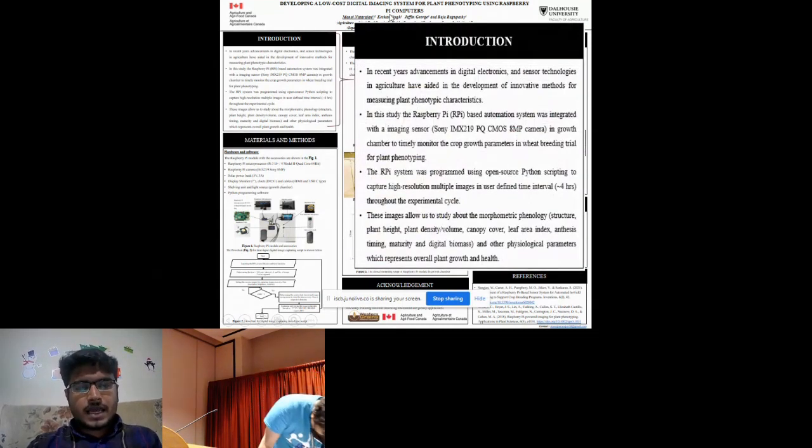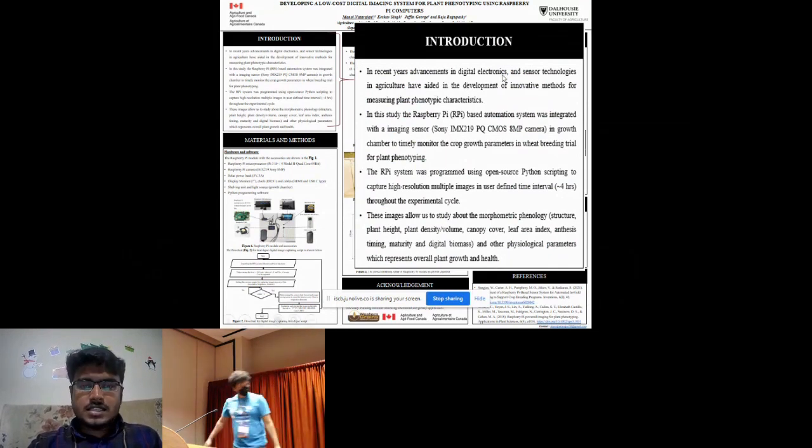Traditionally, phenotyping in plant breeding is time-consuming and labor intensive, and data collection is insufficient to process the data to satisfy the need of plant breeders, which hampered the breeding progress. In recent years, advances in digital electronics and sensor technology in agriculture have aided in the development of innovative methods for measuring plant phenotypic characteristics.